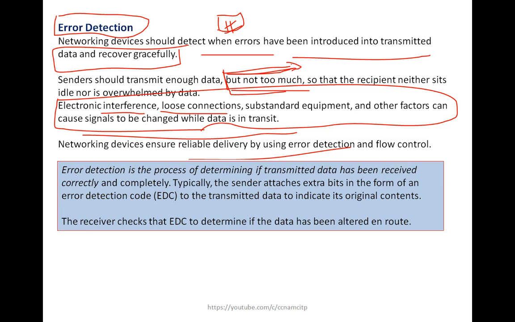So guys, now we will talk a little more about this. Error detection is the process of determining if transmitted data has been received correctly and completely. Typically the sender attaches extra bytes in the form of an error detection code, also known as EDC, to the transmitted data to indicate its original content. So they will add some extra bits in the form of an error detection code. The receiver checks that EDC to determine if the data has been altered en route. So error detection plays a very important role. The receiving device will check this EDC, whether any data was altered during transmission, whether any hacker did anything to that data, or whether any data was corrupted. So that check will happen here.